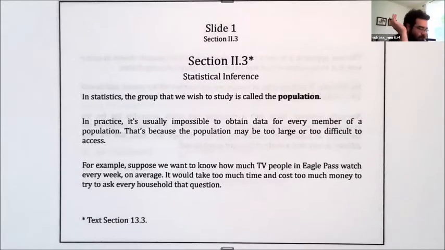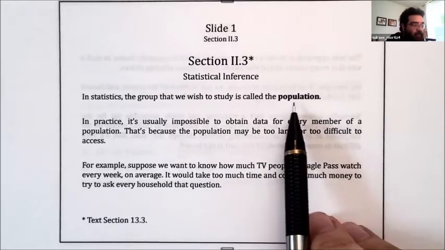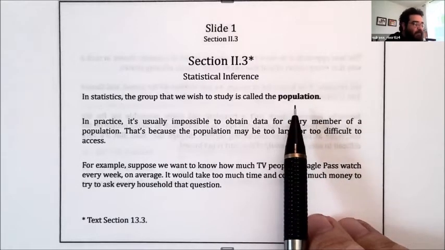This is the first mini lecture for section 13.3 of the textbook, which is about statistical inference. In statistics, the group that we wish to study is called the population. So for example, perhaps we want to know, on average, how much television people in the United States watch per week. In that case, the population would be the people of the United States. Remember, population does not refer to a number here. Population refers to a group.